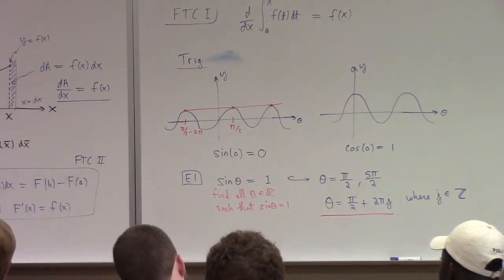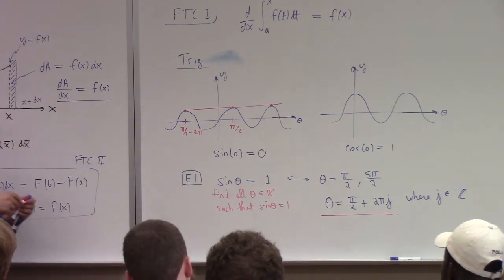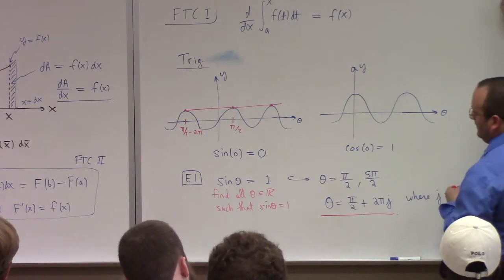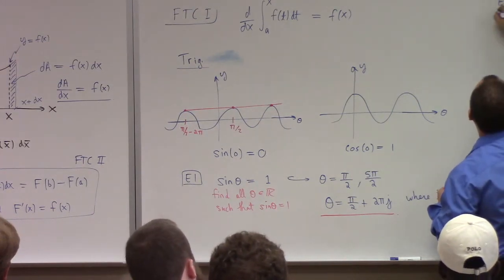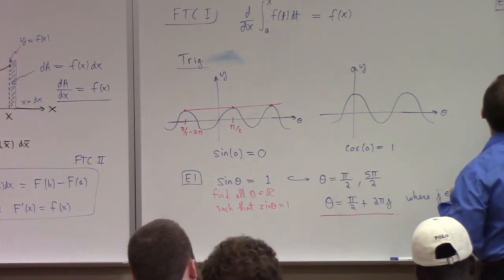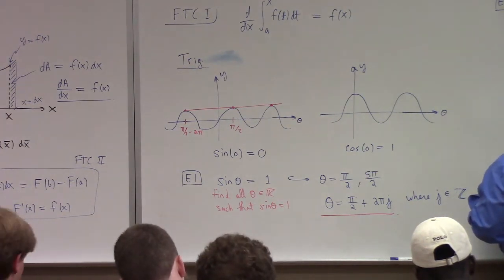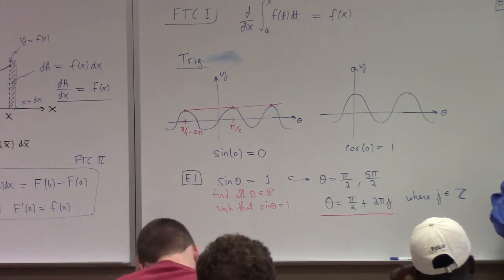What happens if we make it a half instead of 1, though? What happens if you try to solve, like, let's do cosine instead. What if I said cosine of theta equals 1/2, find all solutions? How would you handle such a question?